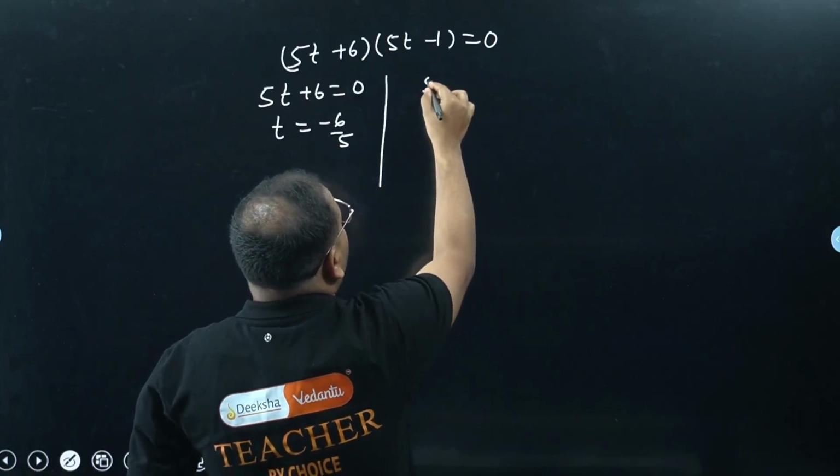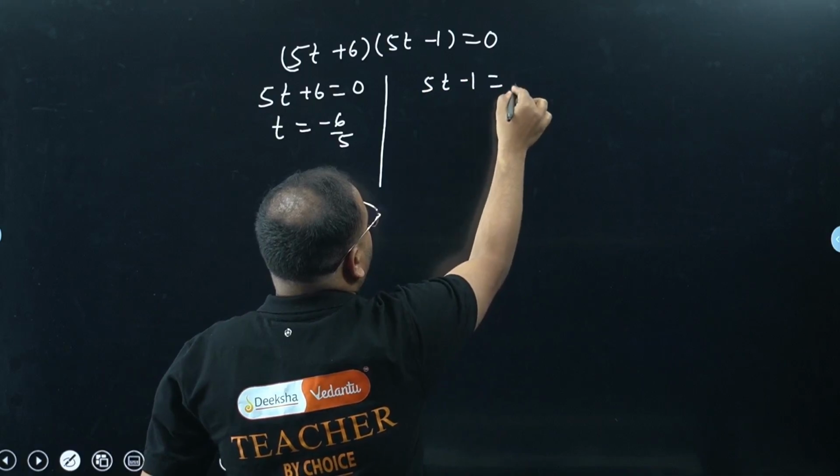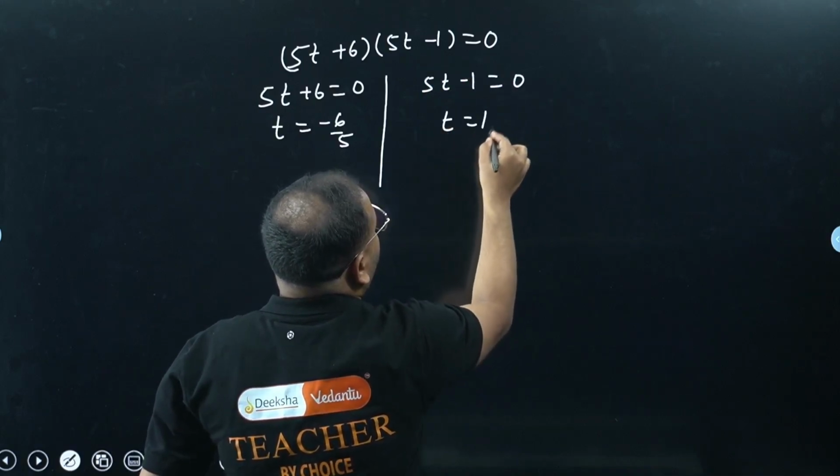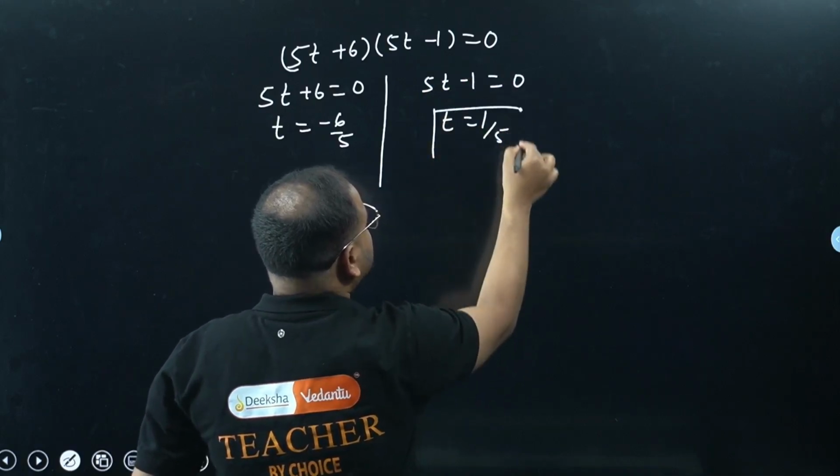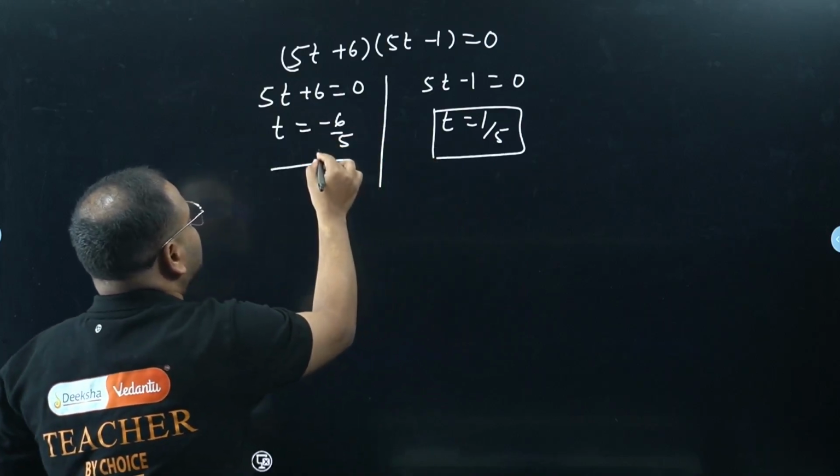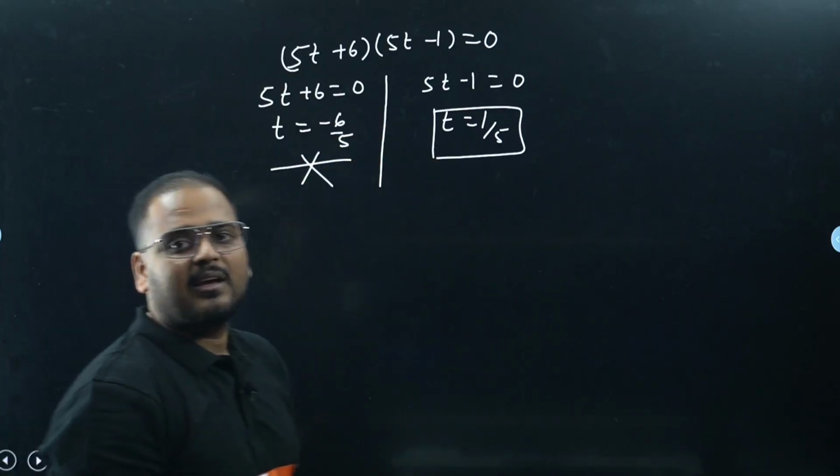Okay, and 5t minus 1 equals 0. T is equal to 1 by 5. Now this is my answer. This is not my answer. Can you tell me why?